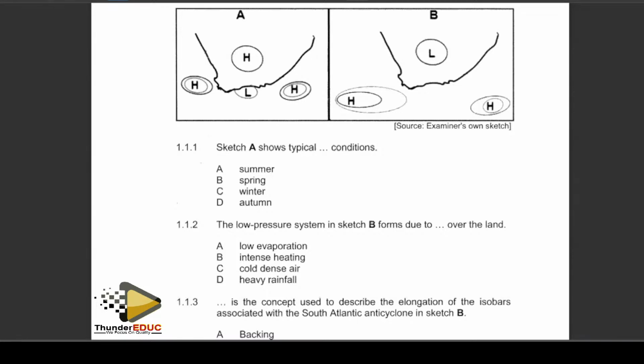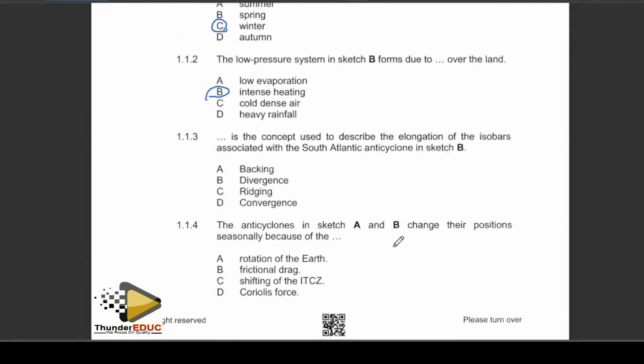Right, so for the first question, we are saying sketch A shows typical conditions. On A, there is high pressure over the interior. The subtropical anticyclones are very close to land. So that gives us C as the correct response for that one. Then we move on to the next question. The low pressure system in sketch B forms due to dash over the land. The low pressure over the interior in B, I think I have highlighted that earlier on, is caused by intense heating. When there is intense heating during summer, that low pressure cell develops, which we call the thermal low. Right, we move on to the next question.